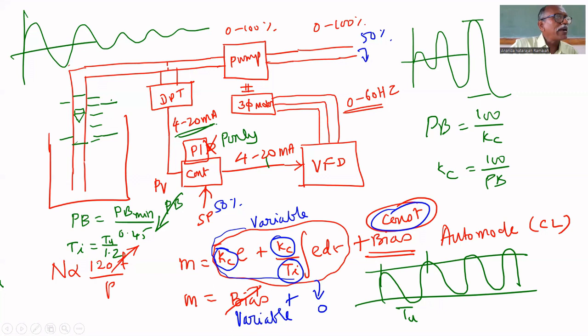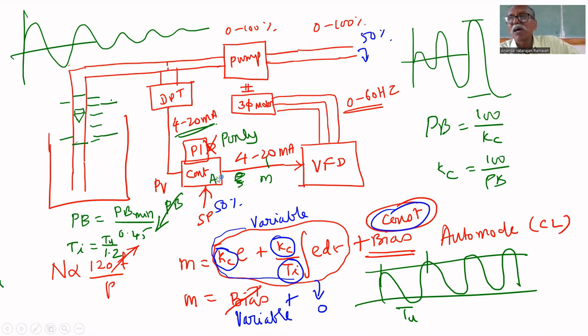You understand the point? Now I will tell you how to do the experiment. The experimental setup is given. VFD means a variable frequency drive. It takes 4 to 20 milliamps, and its frequency varies based on that, so the pump speed varies and there is no power loss. The DPT measures the actual flow rate, compares it with the set point, and gives the error. The error is given to the controller, and based on that error the controller gives the output, 4 to 20 milliamps.